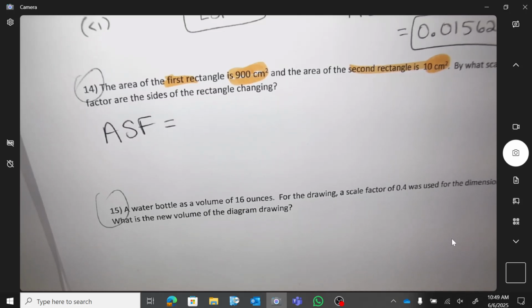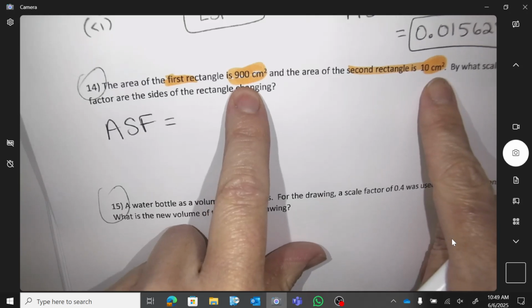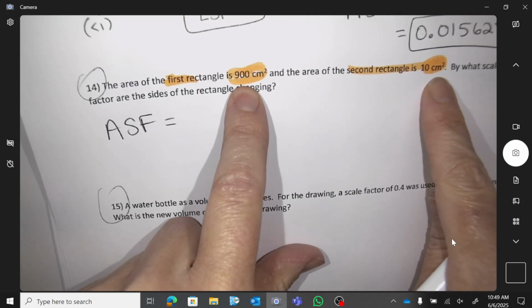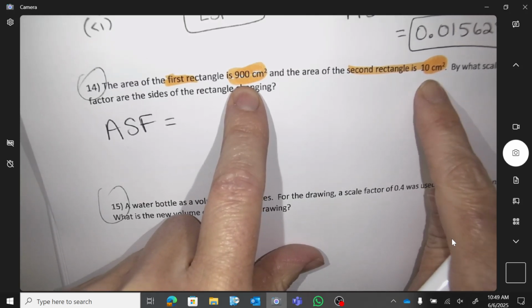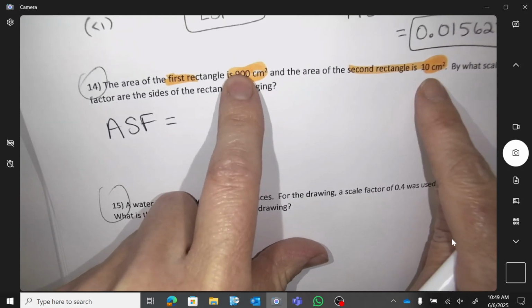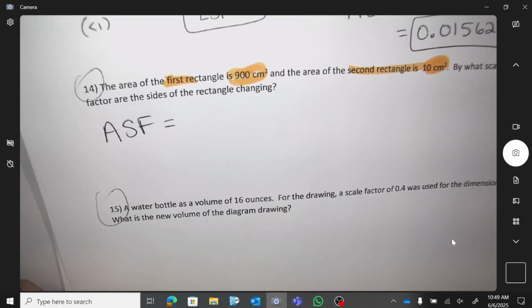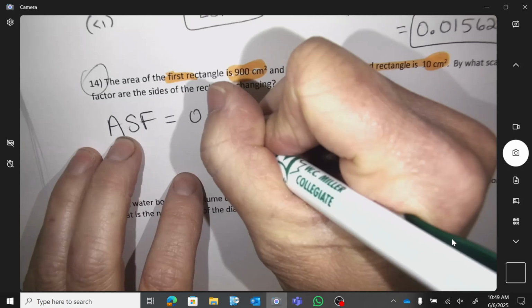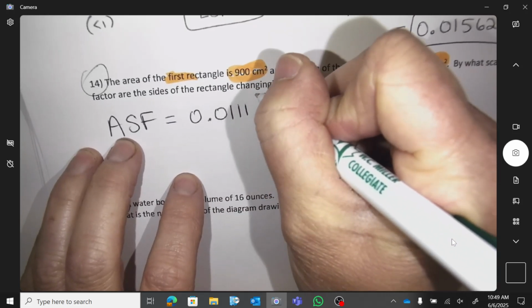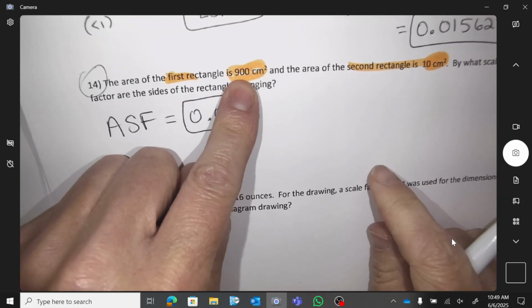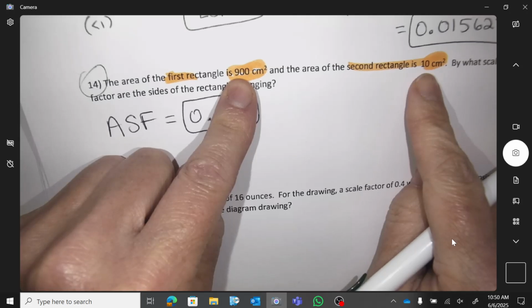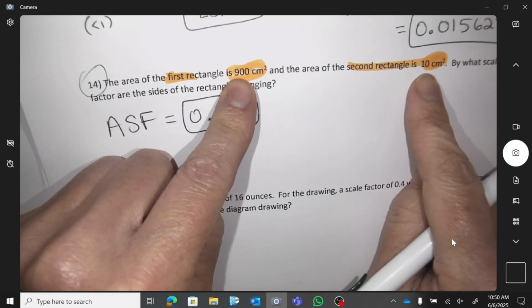So did we enlarge or did we reduce? First was 900 and the second one was 10. Does that show me something enlarging or reducing? Reducing. So pick which dividing you want to do to make sure that's less than 1. If it's shrinking, smaller by. Are we shrinking it or enlarging? Well, this is 900 and then it became 10. So it does shrinking. So 10 divided by 900.